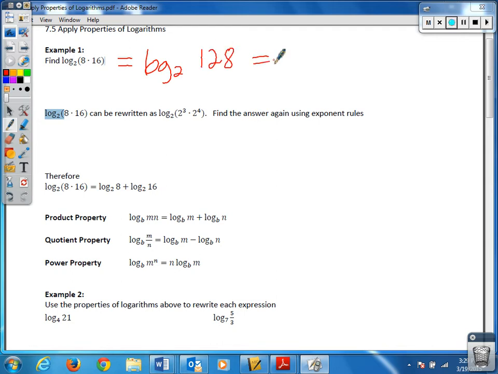So that's asking what power do you have to raise 2 to get 128? Well, that's the 7th power. 2 to the 7th power, so 2 times itself 7 times, gives you 128. So the answer here is 7.